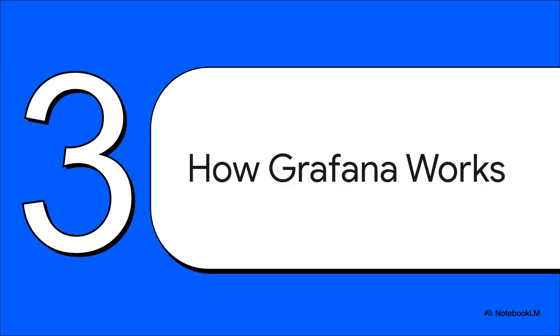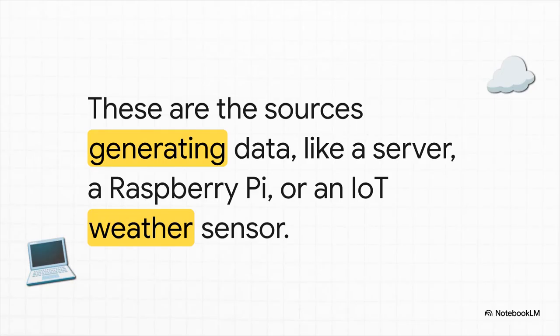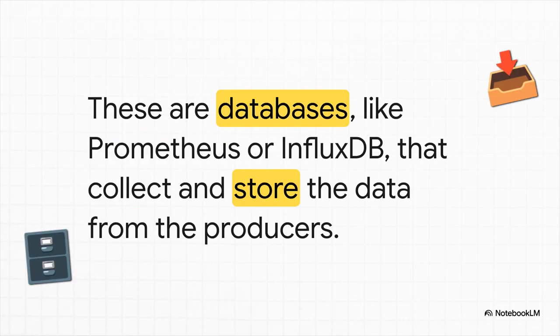So it sounds a bit like magic, right? How does it actually pull this off? Well, the core idea behind it all is surprisingly simple. Let's break it down into three steps. First up, you have your data producers. This is anything and everything that's generating the raw data you care about. It could be a server churning out performance statistics, a virtual machine, or that weather sensor outside your window tracking the temperature. Now, all that raw data needs a place to live. That brings us to step two, a data source. This is usually some kind of specialized database. You might have heard of names like Prometheus or InfluxDB that is built to collect and store all that information flying around. Think of it as the highly organized library for all your raw data.